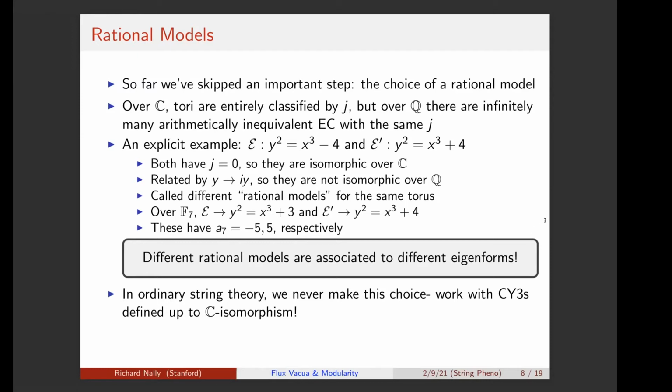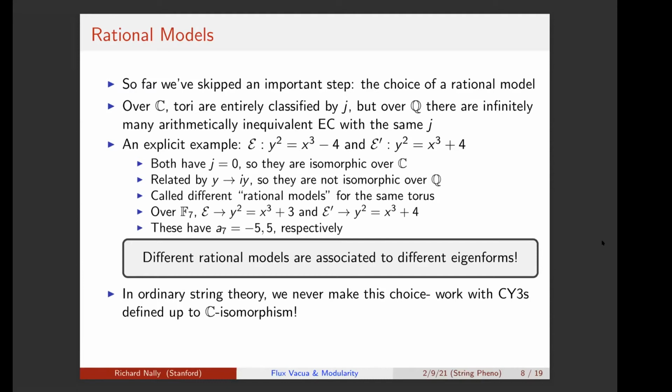And just to very explicitly see why these aren't the same, you can reduce them over F7 to get y squared is equal to x cubed plus 3 and y squared is equal to x cubed plus 4. And so these just have different numbers of points on them. And since the point counts determine the modular form, these two elliptic curves are associated to different choices of modular form. So that means the arithmetic of these two elliptic curves is different. They're not equivalent arithmetically. But in string theory, we would never view them as different.